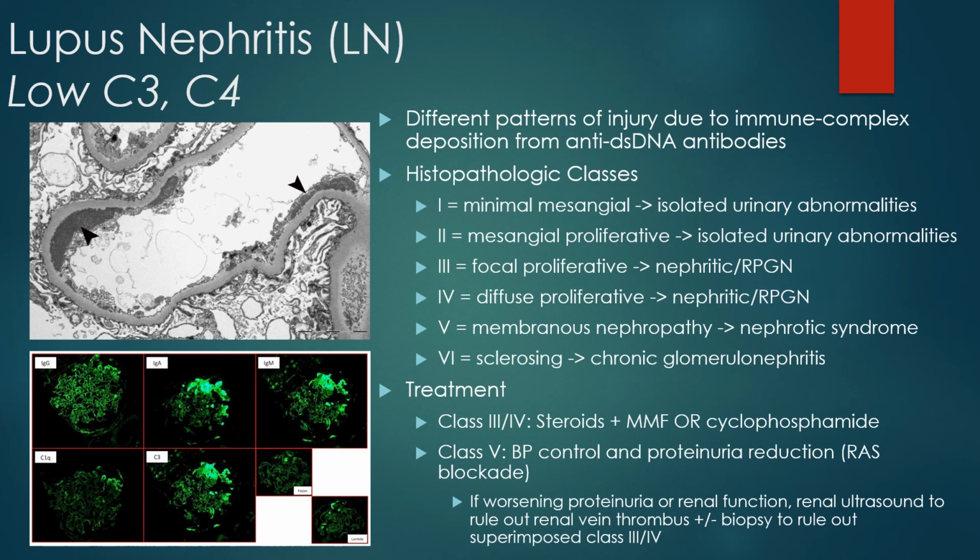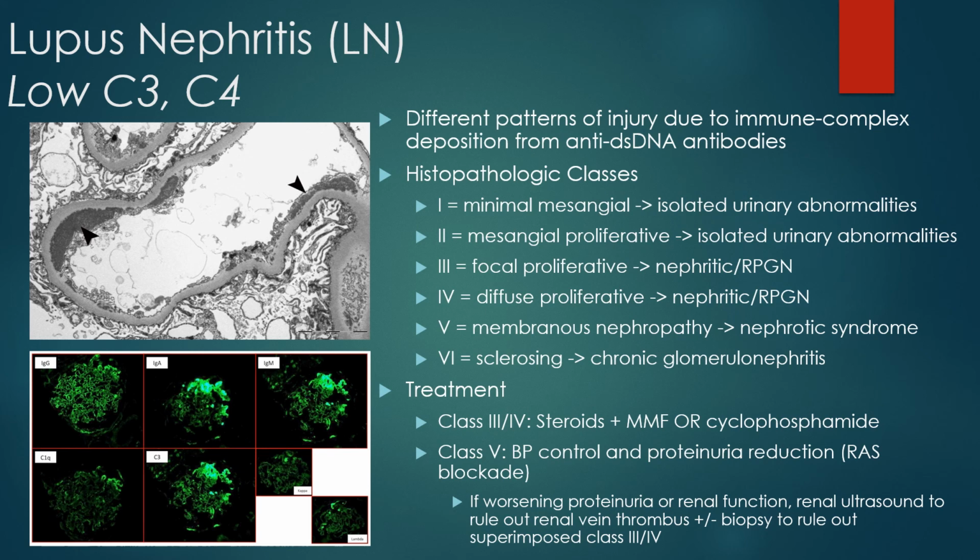The kidney biopsy for lupus nephritis is also characterized by a full house immunofluorescence, with positive staining for IgA, IgM, IgG, C3, and C1q. The treatment for lupus nephritis varies on the histopathologic class. Patients with Class 1 and Class 2 lupus nephritis generally don't require any active treatment, whereas patients with Class 3 or Class 4 lupus nephritis generally require immunosuppression with either steroids and MMF or steroids and cyclophosphamide. Class 5 lupus nephritis, or membranous, is generally treated conservatively with blood pressure control and proteinuria reduction with RAS blockade.